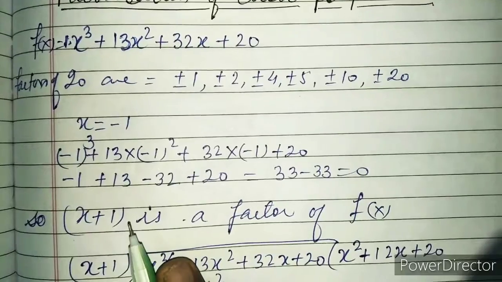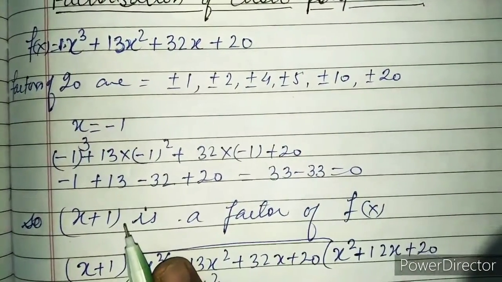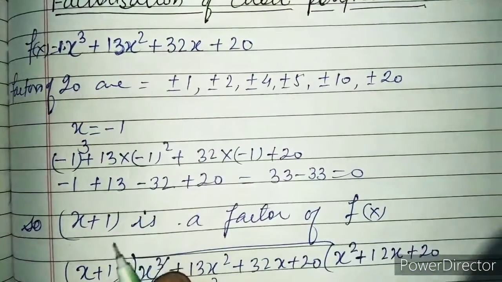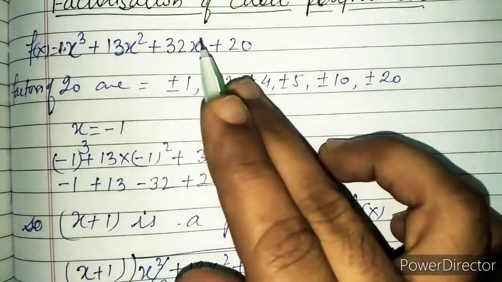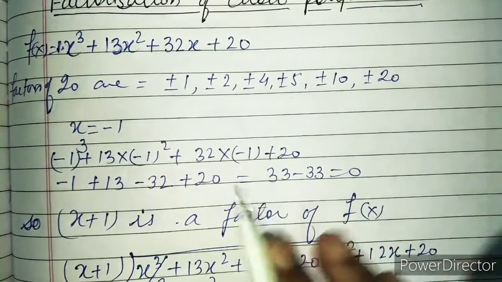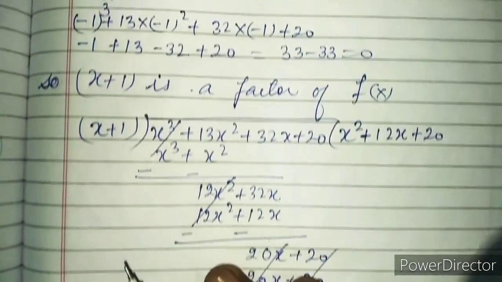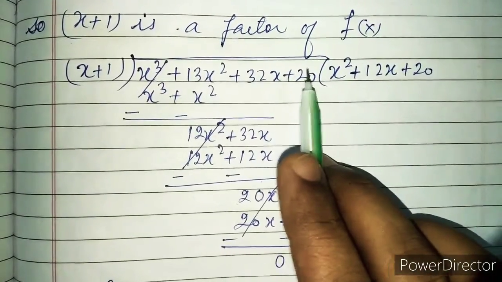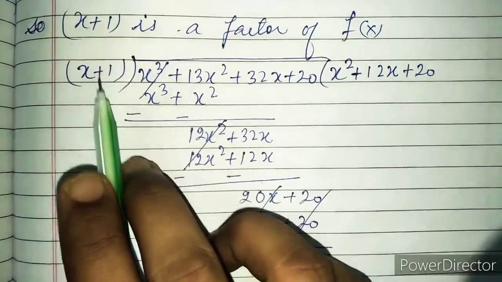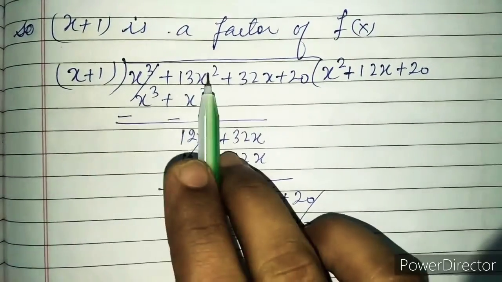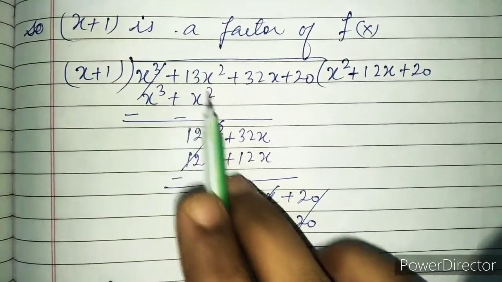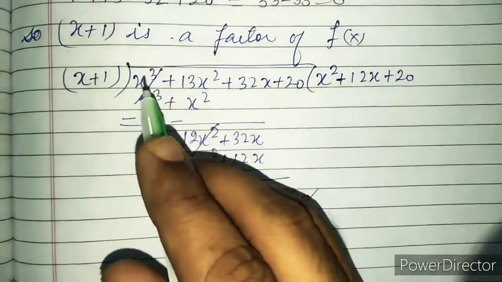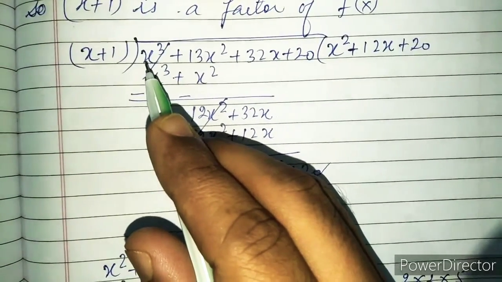Since x plus 1 is a factor of this polynomial, this can be divided completely, and the remainder becomes 0. It will divide it completely, and what remainder will come? 0 will come, right? We divide through the division algorithm. When we take the cubic polynomial divided by x plus 1, because x plus 1 is a factor, when we divide it, the remainder will be 0. You can see that the remainder becomes 0. Now divide it. You can see how we divide, right?